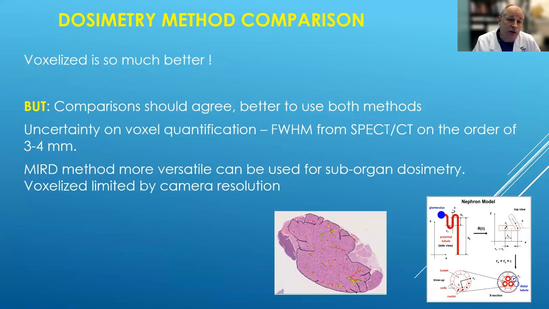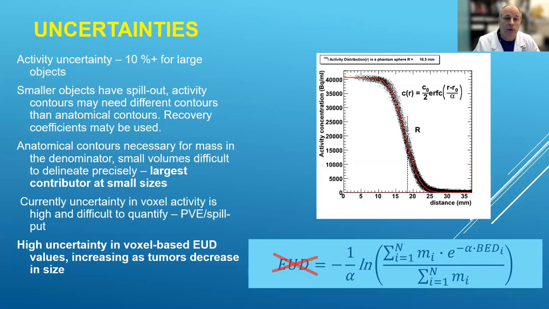So voxelized, of course, is so much better, but actually not that much. You should be able to do both methods and come up with very similar results. And even though you can see voxelized results, obviously at the voxelized level, you need to understand that there's a large level of uncertainty on the actual quantification at the voxel level because the SPECT imaging just doesn't have that resolving power, okay? And the MIRD method is actually much more versatile because it can be used for things that are below the imaging resolution of the cameras. For example, suborgan dosimetry, which we don't have time to go into.